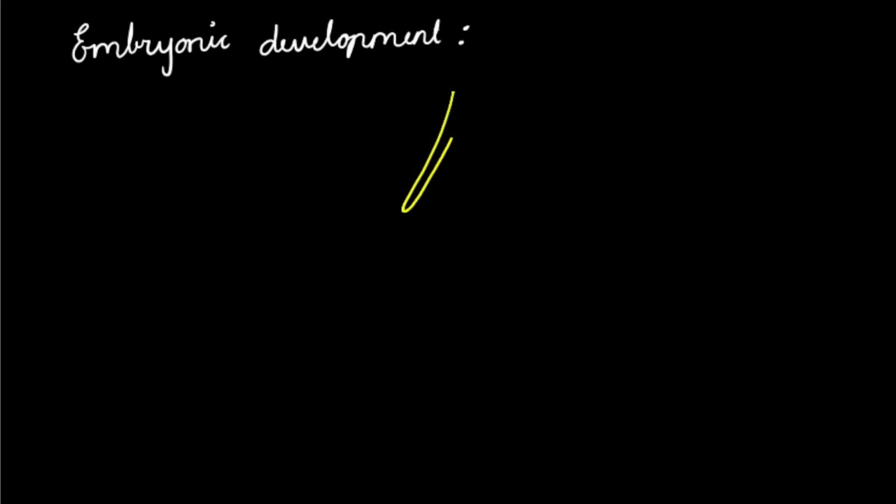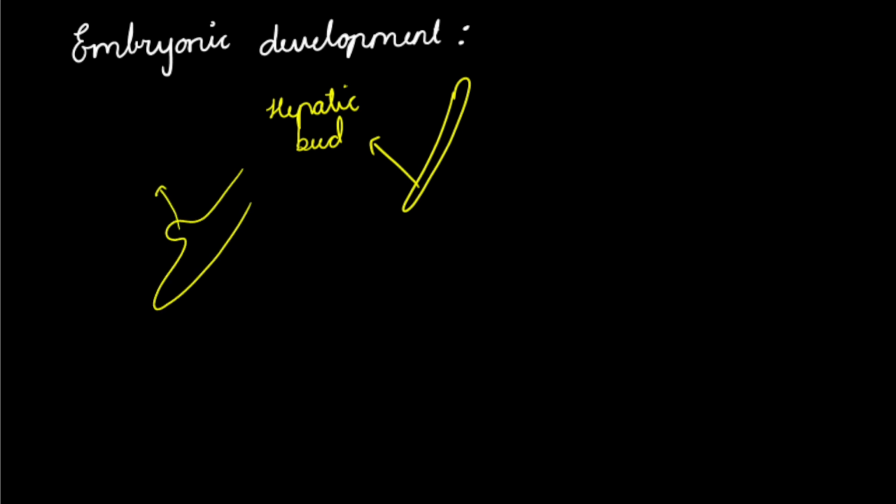So now regarding the embryonic development. This is the foregut, and from the caudal part of the foregut there arises the hepatic bud, and this hepatic bud elongates cranially and gives rise to a small bud on the right side. The small bud is called pars cystica, which develops into the gallbladder, and the main part is pars hepatica, which develops into the liver. So this is all regarding the embryonic development.